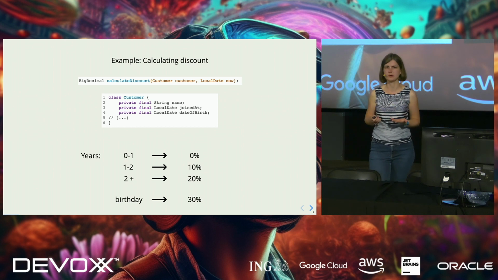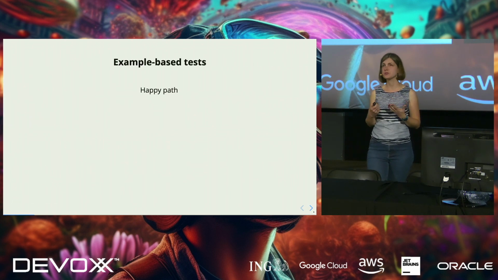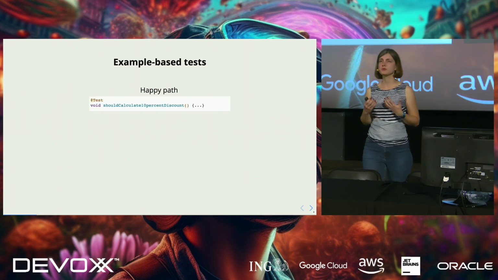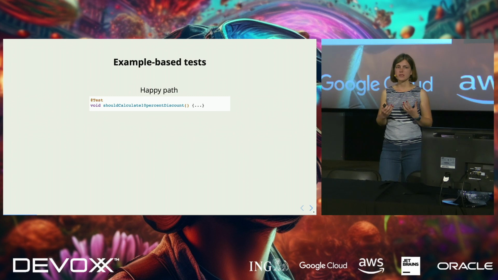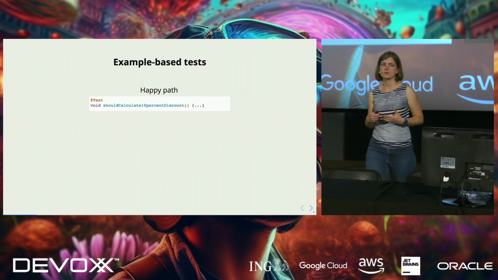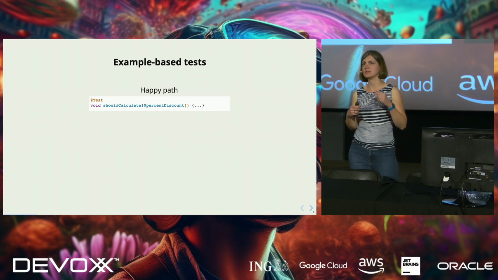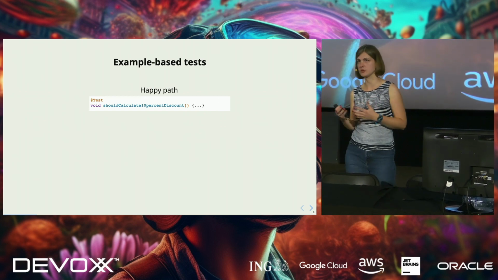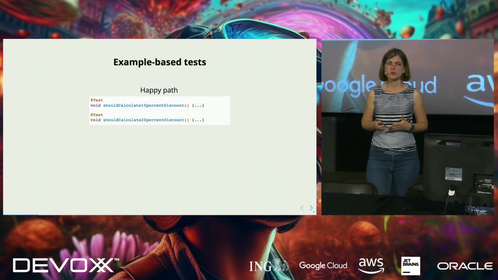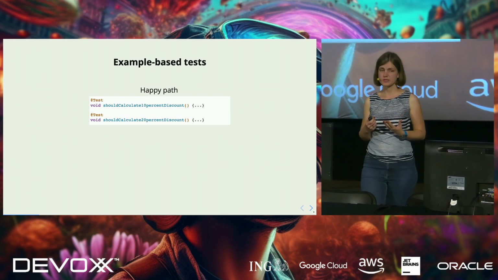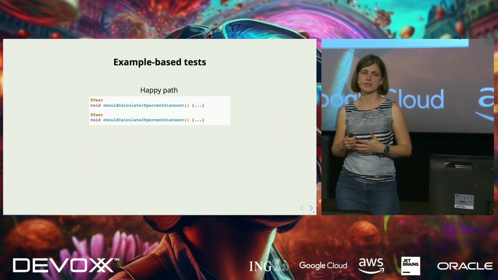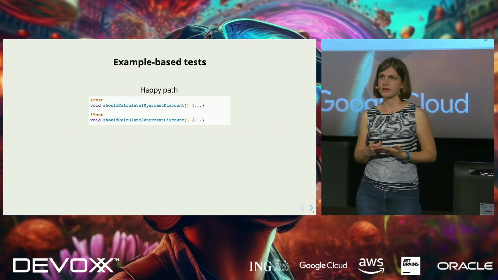So how I would go about that would be I would at first think about the happy path. So what does the method do? It calculates discount. So let's prepare a test case verifying that the method should calculate 10% discount. So I would prepare an instance of the customer class, invoke my business method, and then verify with an assertion that it's actually 10% or 0.1. And I would also prepare a similar test case for 20% discount. So again, an instance of customer, invoke my method, and verify that the result is what I expect.